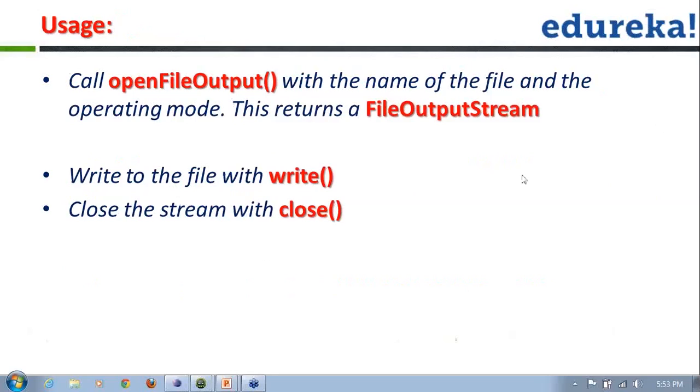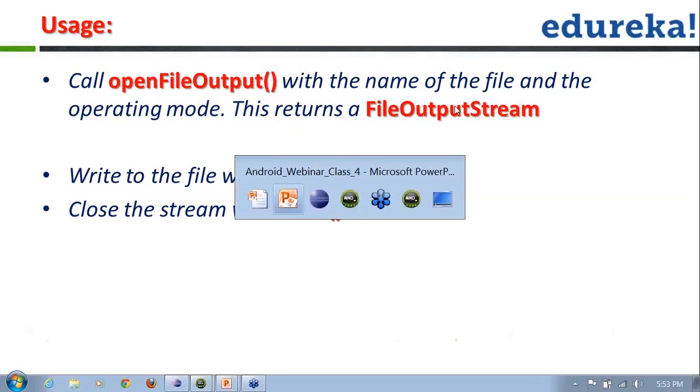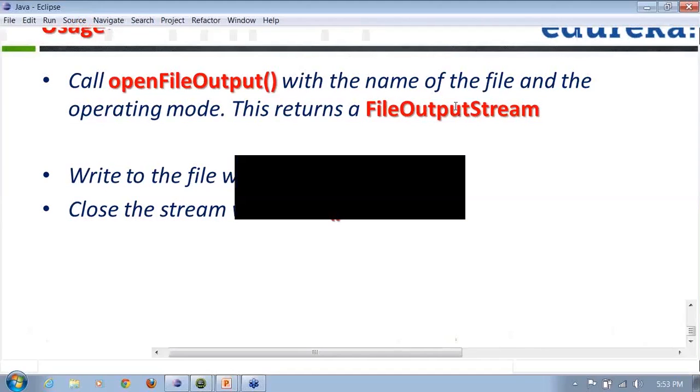How are we going to use it? First of all, you will call an open file output method with the name of the file and the operating mode. The operating mode is whether you want to read the file, write the file, or append any piece of information to an existing file. So these are the various modes of operation that we can work with. This open file output method returns a file output stream, and you can write or read anything onto the file output stream. Let me show you an example for this.